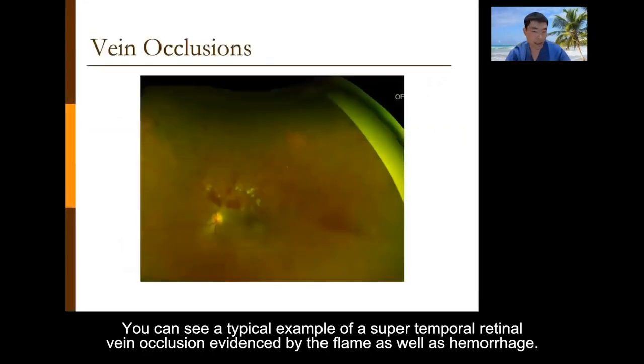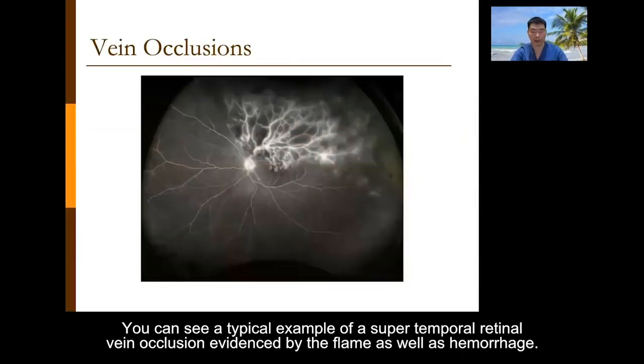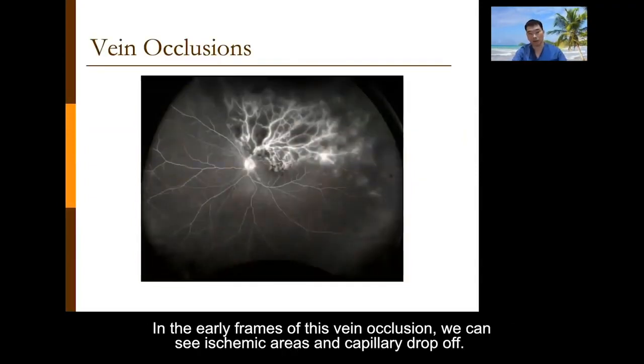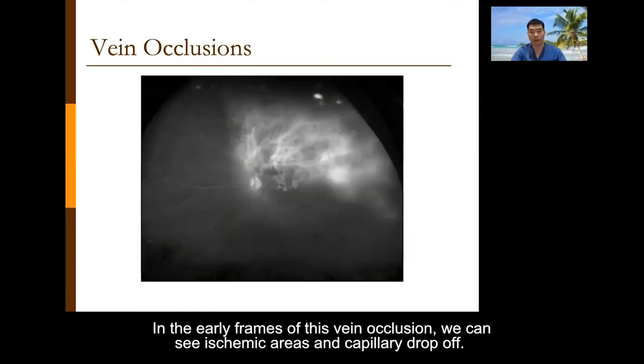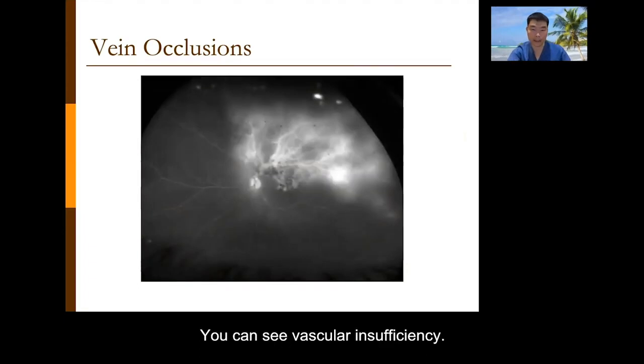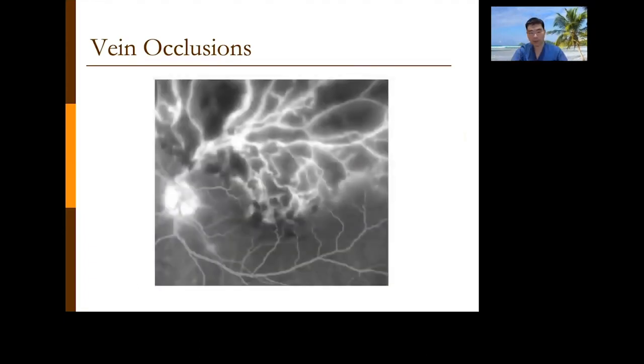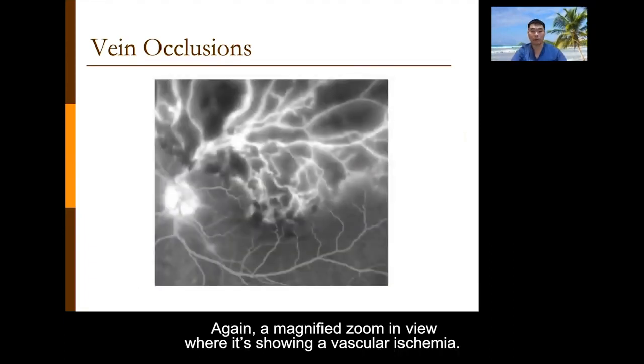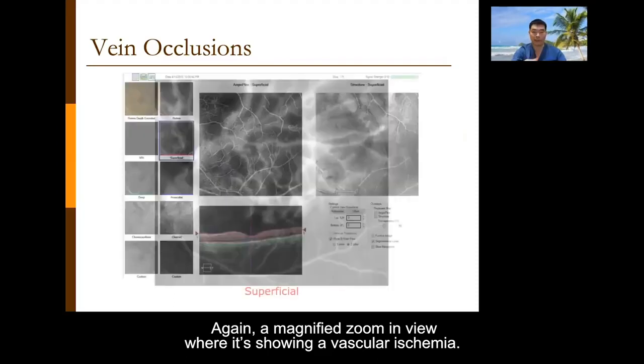Here you can see a typical example of a supratemporal retinal vein occlusion, evidenced by the flame as well as blood hemorrhages. Here in the early frames of this vein occlusion, we can see ischemic areas and capillary dropout. Here in the late frames, we can see vascular insufficiency. Again, a magnified zoom-in view showing vascular ischemia.